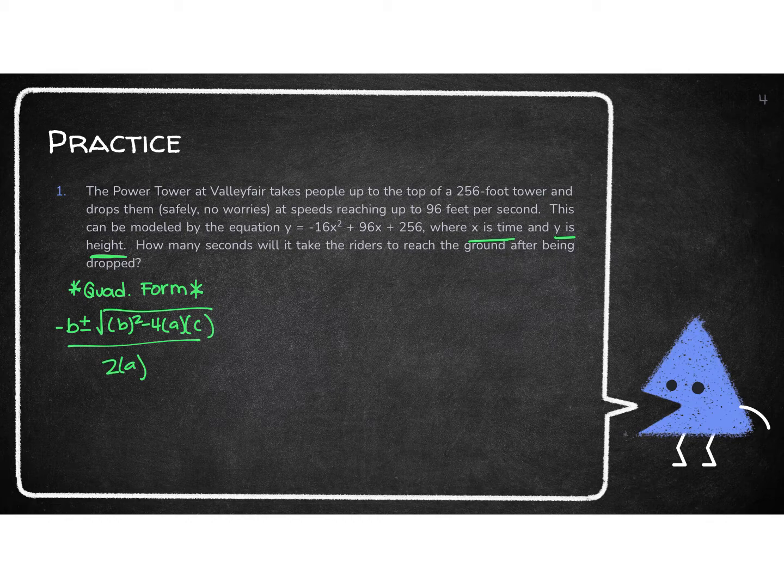So we've seen this. In this problem, I have y equals negative 16x squared plus 96x plus 256. So I have my a because that's with the x squared, my b because that's with the x, and my c because that's alone. And I'm going to take those and plug them in.